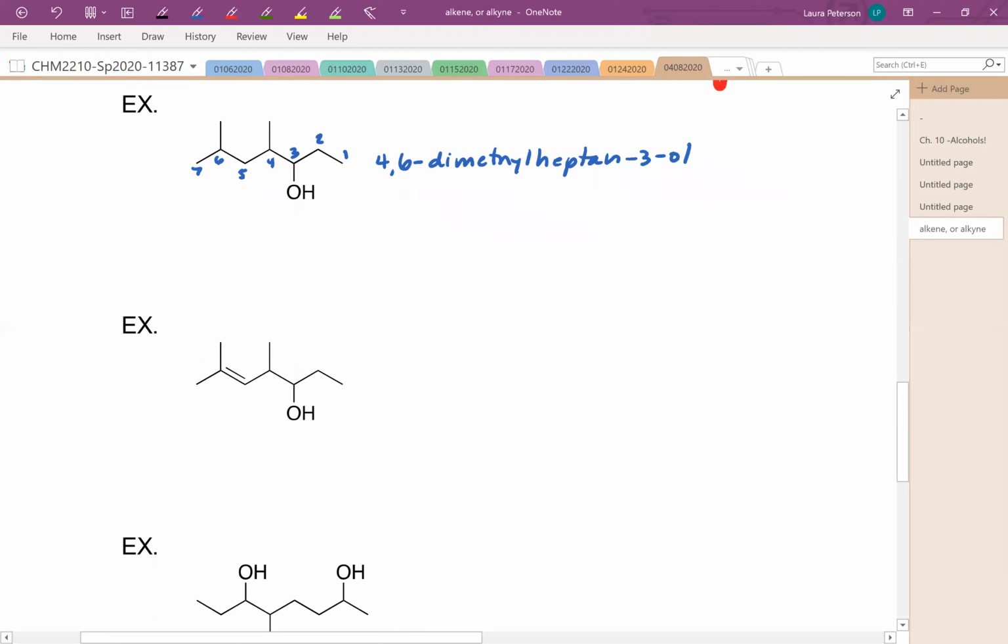Okay, so the next example is basically the same molecule, but we've added a carbon-carbon double bond. I want to show you that in this example, it doesn't matter that we have an alkene present. It's not going to change the fact that the alcohol is the highest priority functional group, and we're going to start numbering from the right.